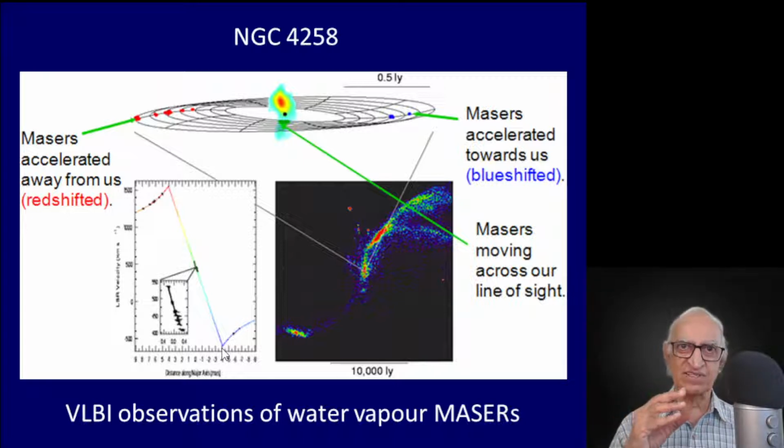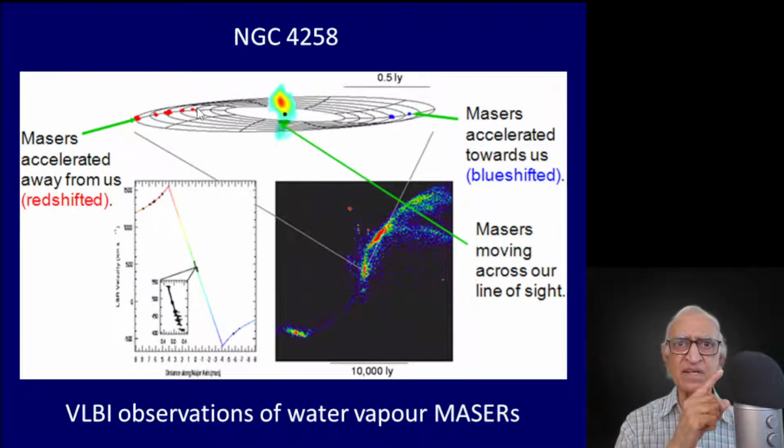Remember when we discussed the rotation curve of our galaxy and other galaxies, we said the rotation curve does not fall as predicted by Kepler's laws, but remains flat, and that led us to the conclusion that there must be a giant halo of dark matter around the galaxy. So all we can say here is these masers, water vapor masers, are in perfect Keplerian orbits.